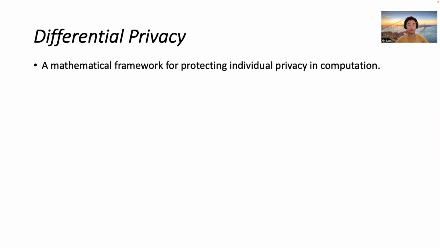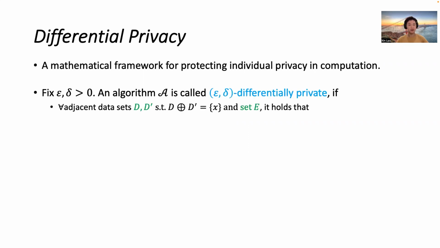Let's start by giving a quick review of the definition. Differential privacy is a mathematical framework for protecting individual privacy in computation. Formally speaking, fix two parameters, epsilon and delta. A randomized algorithm A is called (epsilon, delta)-differentially private if for any two adjacent data sets D and D prime that differ on only one item X, and a set E, it holds that the probability that A of D lies in the set E is multiplicatively close to the probability that A of D prime is in the set E, up to an additive failure probability of delta.